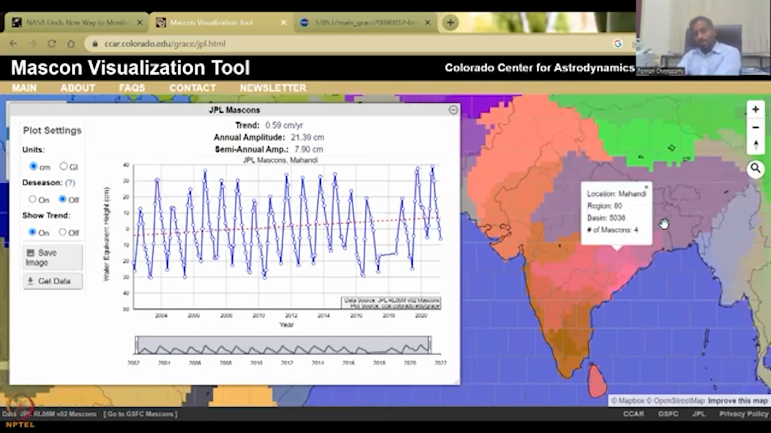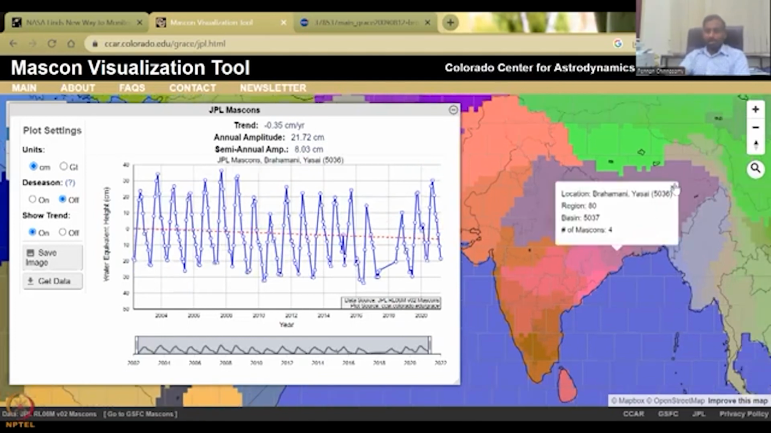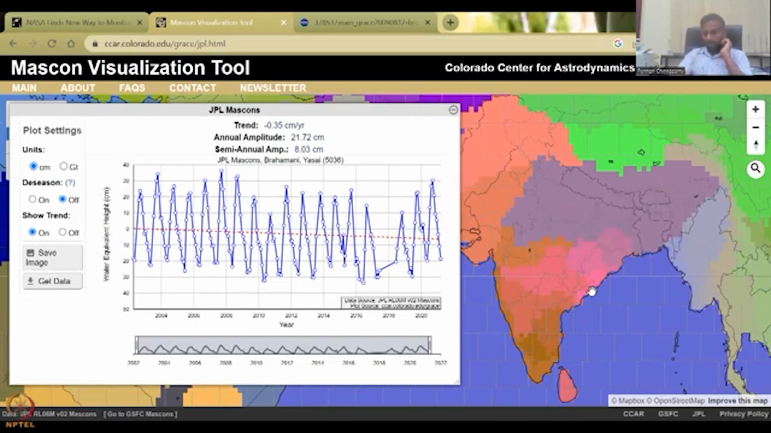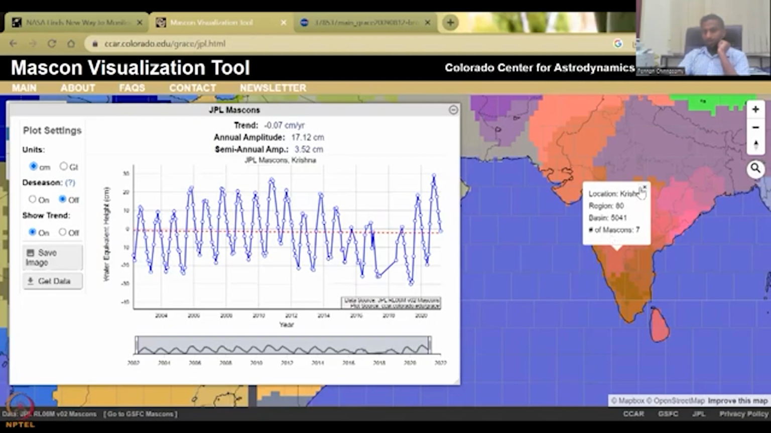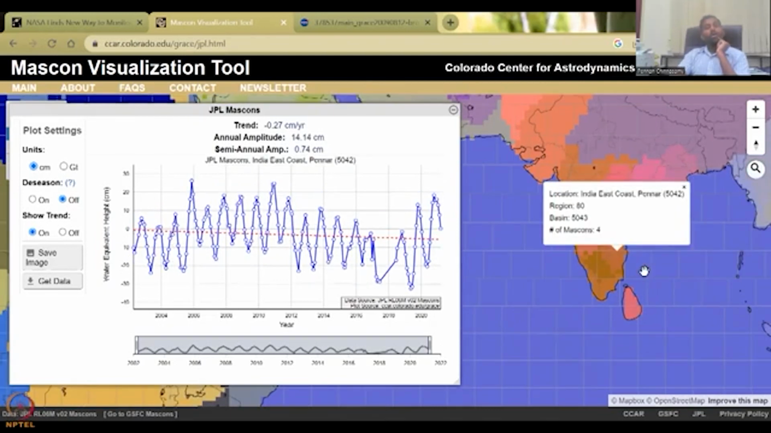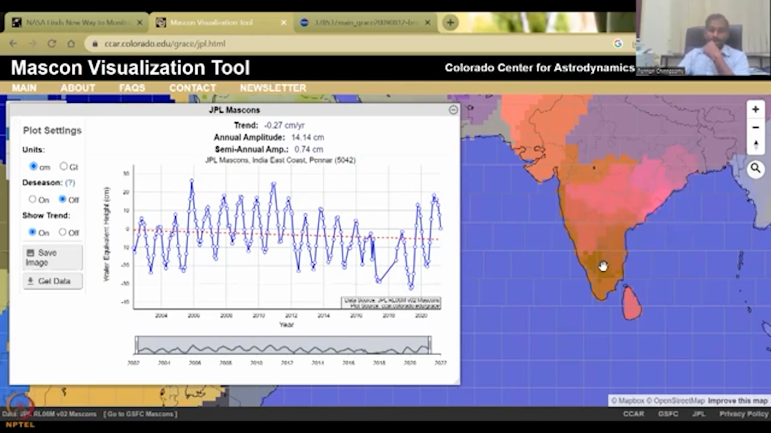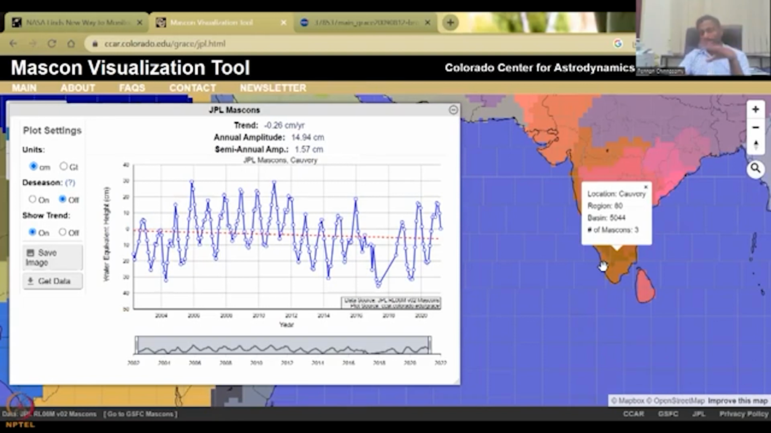And then you have the Mahanadi, which is also increasing slightly, which is also okay. And then the Brahmani, these are the major basins, is also stable or slightly decreasing. And then you have the Krishna basin, almost stable. And most importantly, the most widely used Pennar and Kaveri. So if you look at Kaveri, it's almost stable.